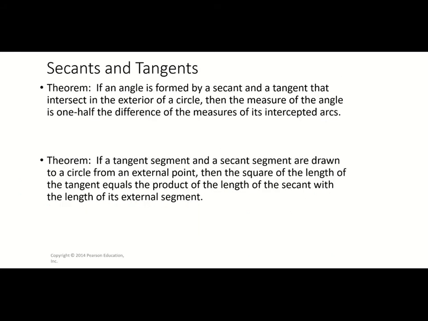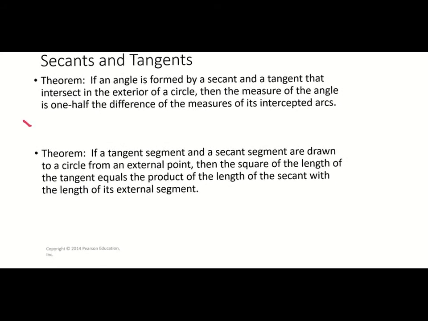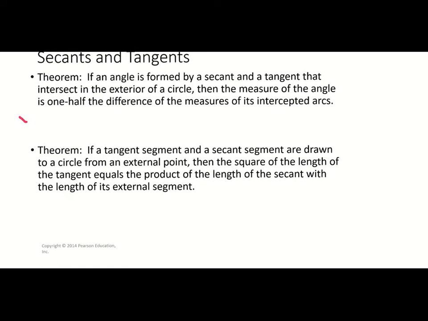All right, next we have two theorems with secants and tangents. And our first one says if an angle is formed by a secant and a tangent that intersect on the exterior of a circle, then the measure of the angle, again, is going to be 1/2 the difference of its measures of intercepted arcs. So that would be a circle that would look something like this.